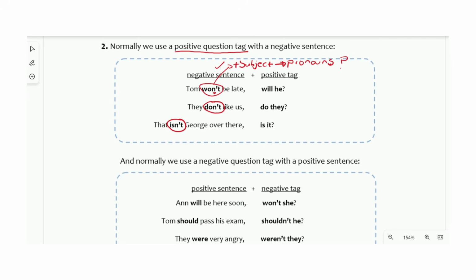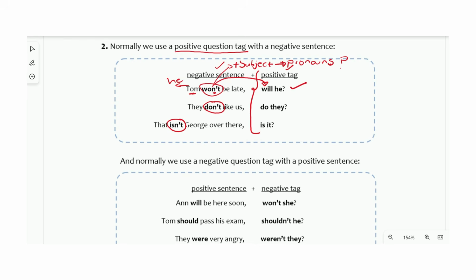So, "Tom won't be late." Won't changes to become will. Remember here, I don't expect all these question tags to be contracted because they are positive. So it's going to be "will he?" Remember, I said we don't include a name, so instead of using a name, we are going to say he. And then, "Tom won't be late, will he?" Now it becomes a question tag.